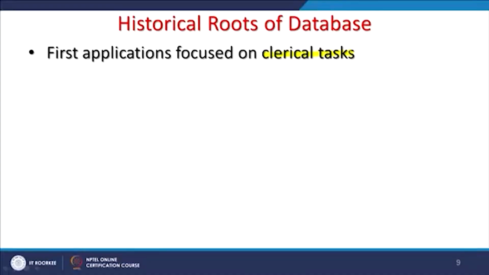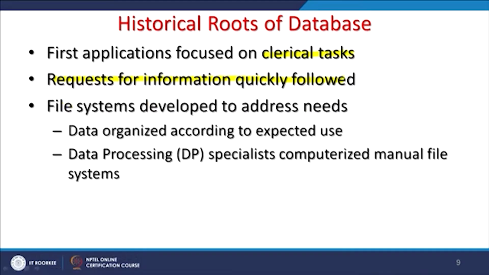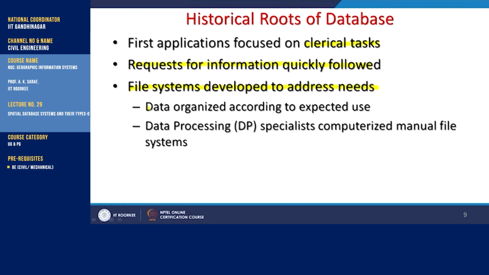So, the first applications focused on clerical tasks, simple tasks which a clerk used to do in an office. These were thought of as tasks to let the computer do. A request for information was quickly forwarded, that is, if somebody has asked for information, let's share that information. So basically we started with a file system which was developed to address the needs of data organized according to expected use and data processing specialists computerized manual file systems.